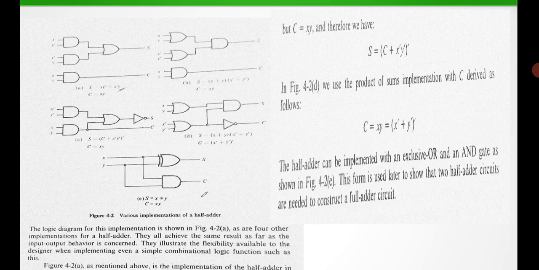Okay, the half adder can be implemented with the exclusive OR and AND gate as shown in figure E. So they have gone for the XOR gate as well as the AND gate. So this half adder can be implemented in that fashion also. Fine. So this form is used later to show that two half adder circuits are needed to construct a full adder circuit. Why do you require two half adders? Because a full adder will take 3 bits, the 2 bits along with one carry, isn't it? So ultimately you require two half adders to construct one full adder circuit.